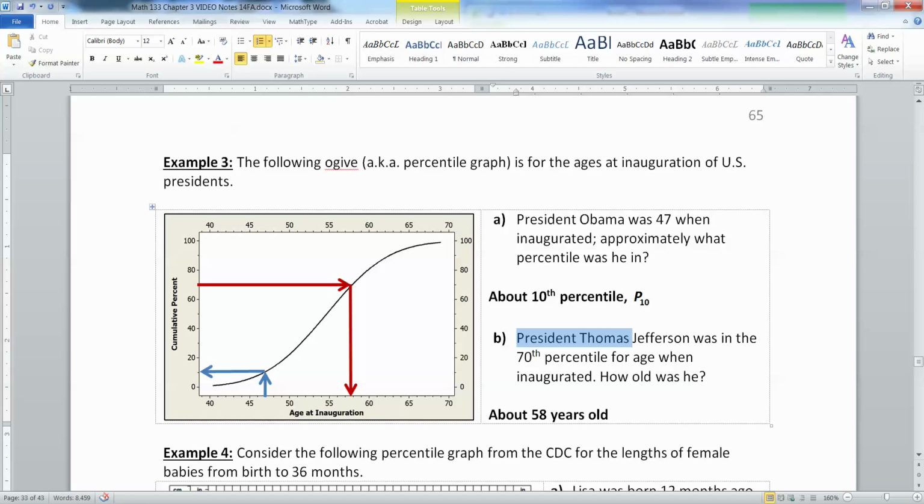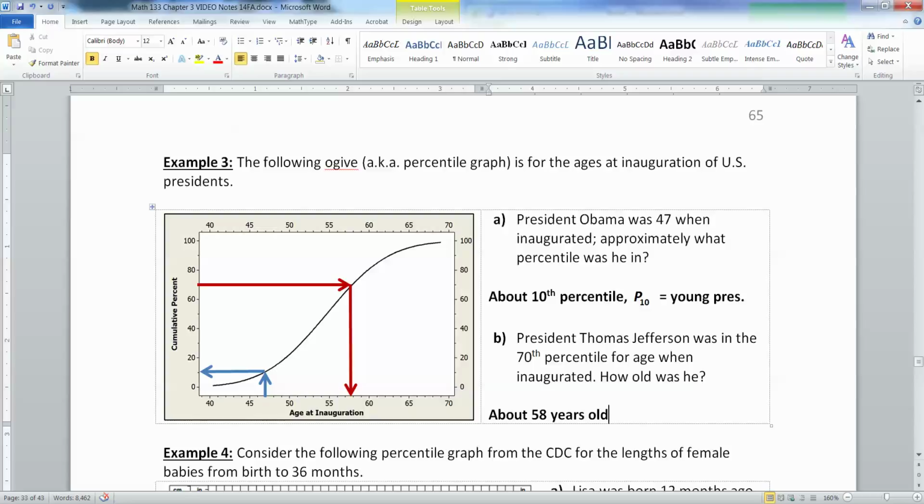All right, President Thomas Jefferson was in the 70th percentile for age, so he was an older president. By the way, notice that President Obama was a younger president, right? Young president, because he's in only the 10th percentile. So President Thomas Jefferson was an older president. He's in the 70th percentile, so he's more than half, kind of above the 50th percentile, 50th being the median.